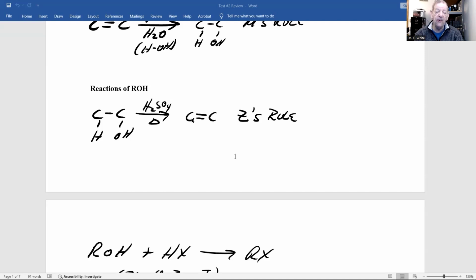And Zaitsev's rule, another great Russian organic chemist like Markovnikov, is you get the double bond between the two carbons that have the most carbon atoms directly attached to it. Let's take a look at this. This is a little tricky.